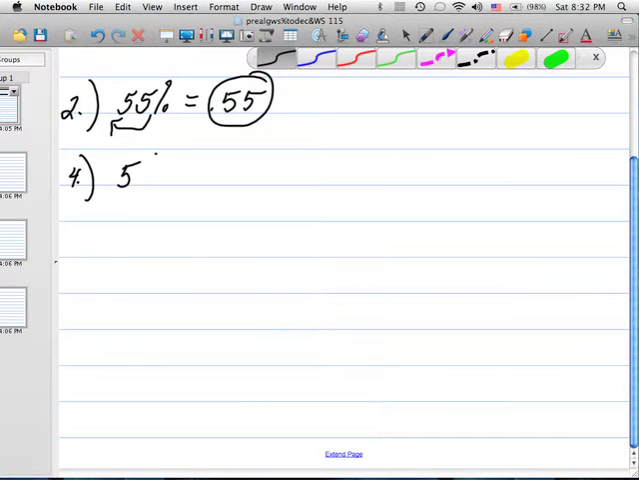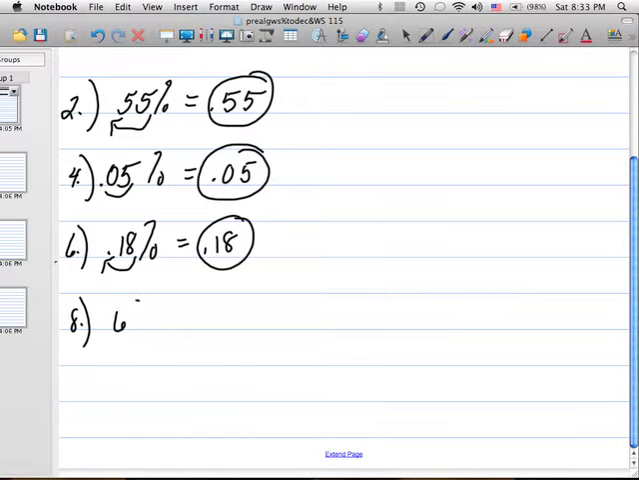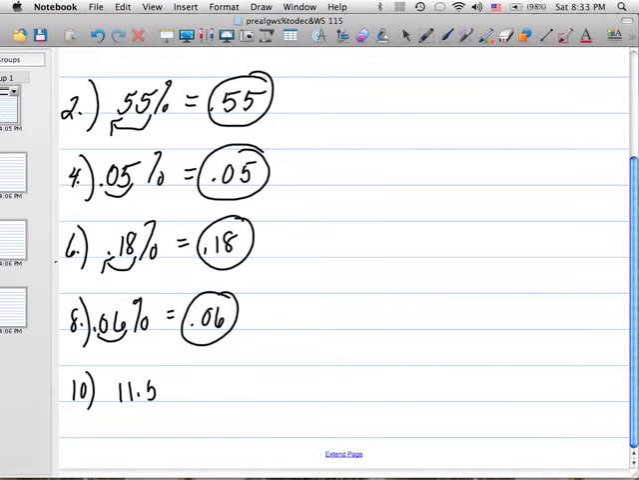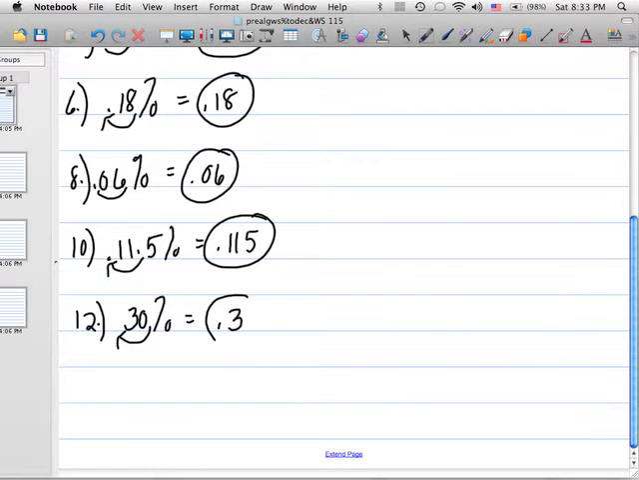Problem number 4, 5%, move it 2 to the left, it's 0.05. Number 6, 18%, move it 2 to the left, it's 0.18. Number 8, 6%, move the decimal 2 places to the left, is 0.06. Number 10, 11.5%, move it 2 to the left, is 0.115. Number 12, 30%, 2 to the left, is 0.3. 14, 1%, move the decimal 2 to the left, is 0.01.